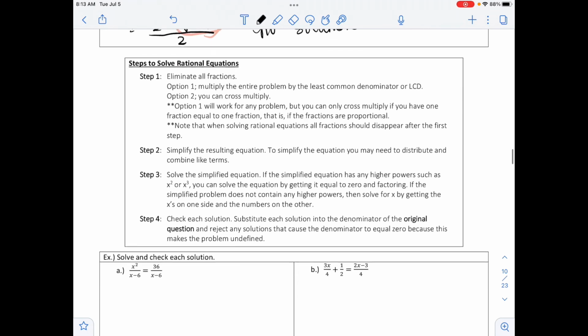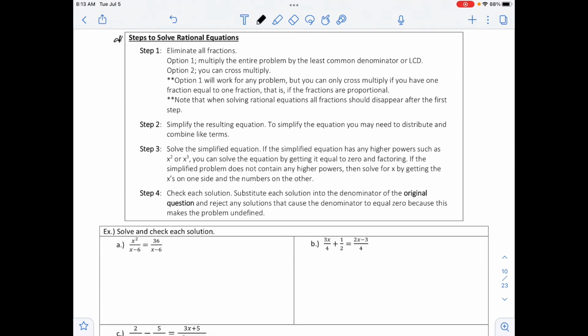So right below this, it says steps to solve a rational equation. Step 1 is going to be to eliminate all fractions. Option 1 is to multiply the entire problem by the least common denominator, or the LCD. And then option 2, you can cross multiply.